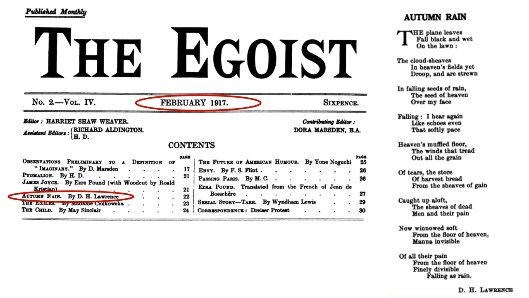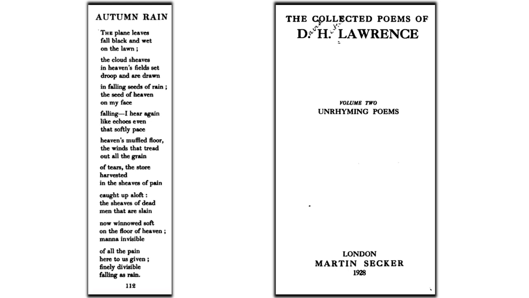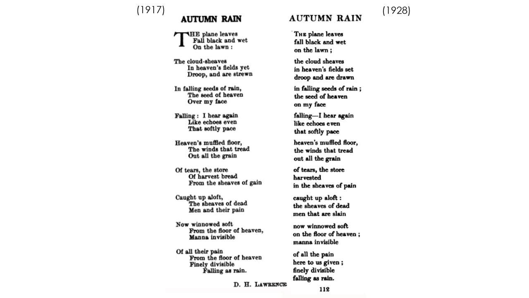The poem Autumn Rain was then edited, reworked and published in Lawrence's collected poems, which were published over a decade later in 1928. And I think it's worth putting these two versions of the poem side by side from almost a decade apart and looking at the visual difference between the two.